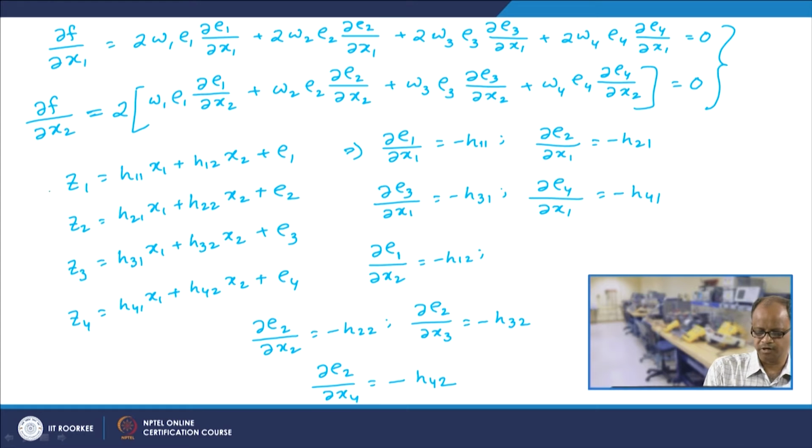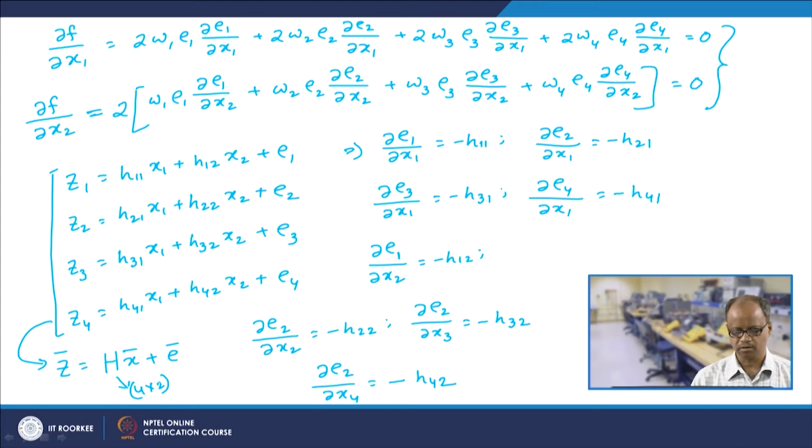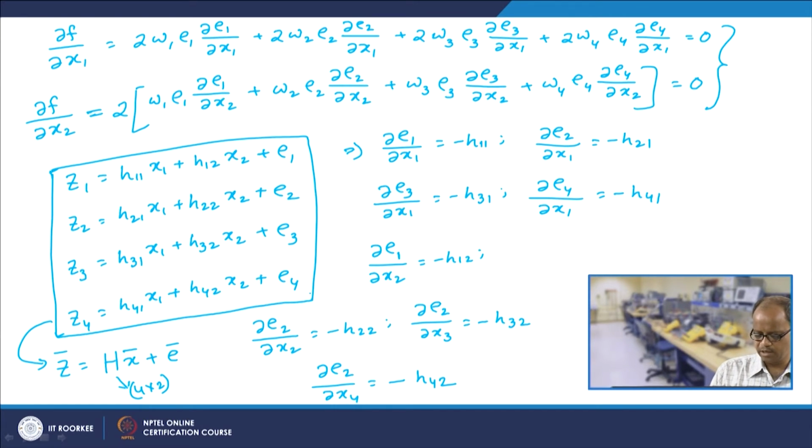Now, this expression can be written as vector Z is equal to some matrix H into vector X plus vector E, where this matrix H is H11, H12, H21, H22, H31, H32, H41, H42. So, this would be a 4 cross 2 matrix. If I write these 4 equations in a matrix form, I get that Z is equal to H into X bar plus E bar. X bar is the state vector, E bar is the error vector, Z is the measurement vector, and H is the connecting matrix, and this is a 4 cross 2 matrix.